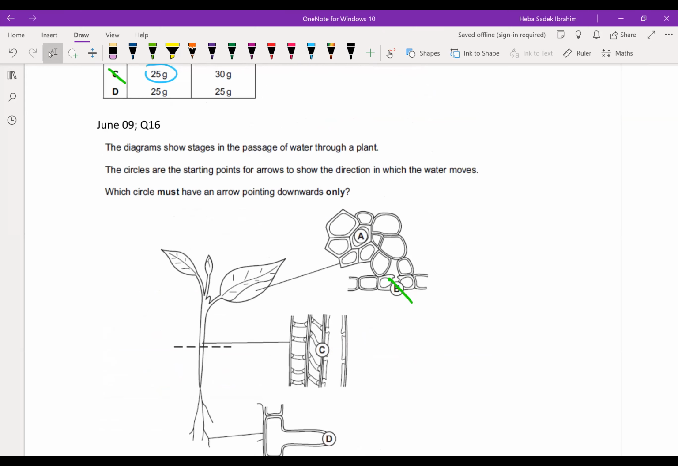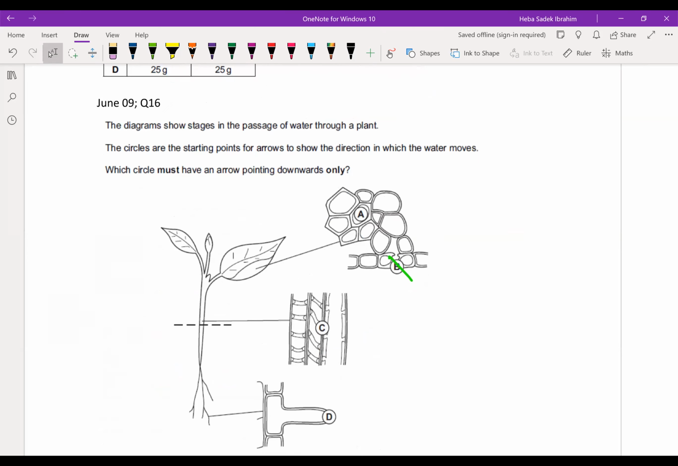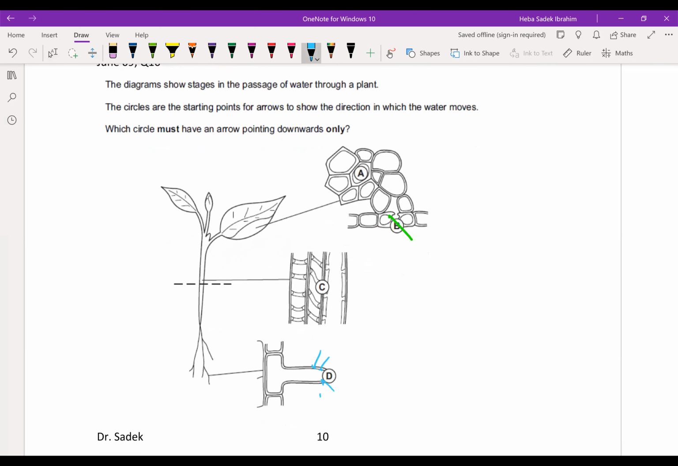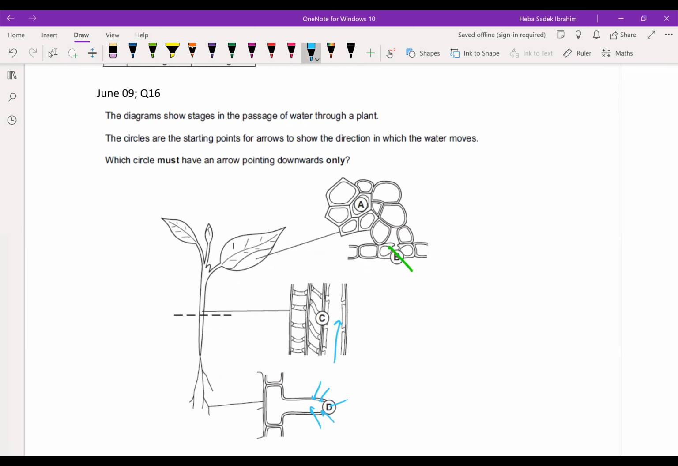قال لك it shows stages in the passage of water through a plant. The circles are the starting points of 4 arrows to show the direction in which the water moves. Which circle must have an arrow pointing downwards only? طبعا حضرتك دي أنا ممكن المية تبقى داخلة in all directions، مش كده؟ مش لازم downwards بس، تدخل من كذا اتجاه. طيب في C جوه الزايلم vessels هتقولي المية طالعة. So it's not going، لو أنا جيت في الارو هنا هعمله upwards.